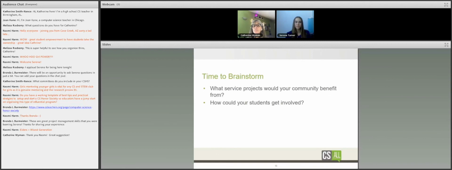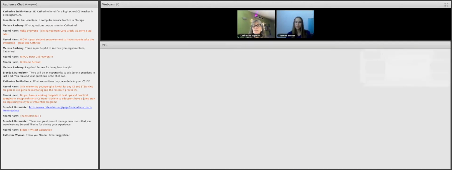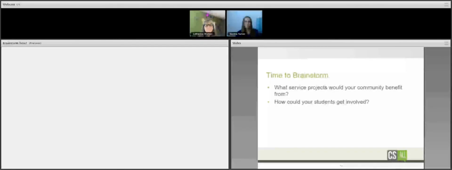Melissa, do you want to bring up that chat pod? Oh, there we go. Okay, so everybody, if you see that on the left, that brainstorm pod here. I just wanted to take this moment so everybody could play off each other's ideas and suggestions. Katherine and Serena definitely gave us so many ideas.